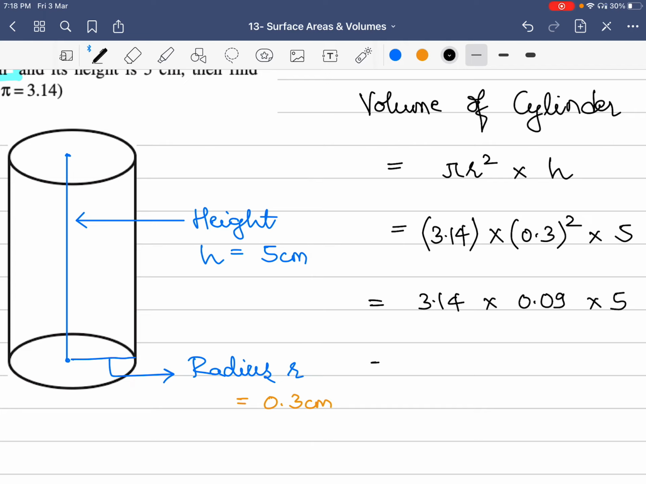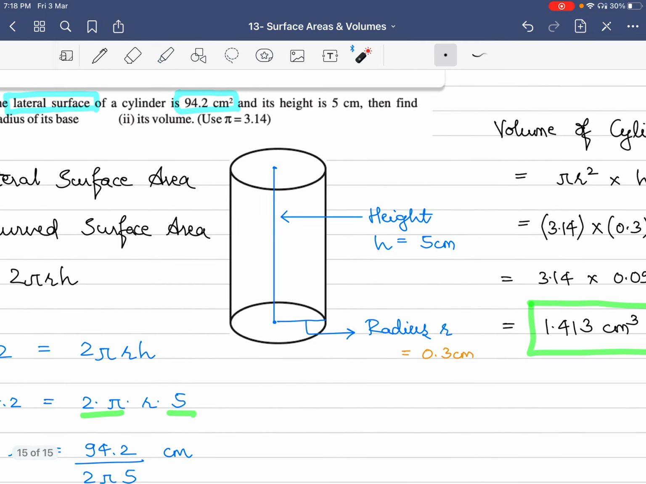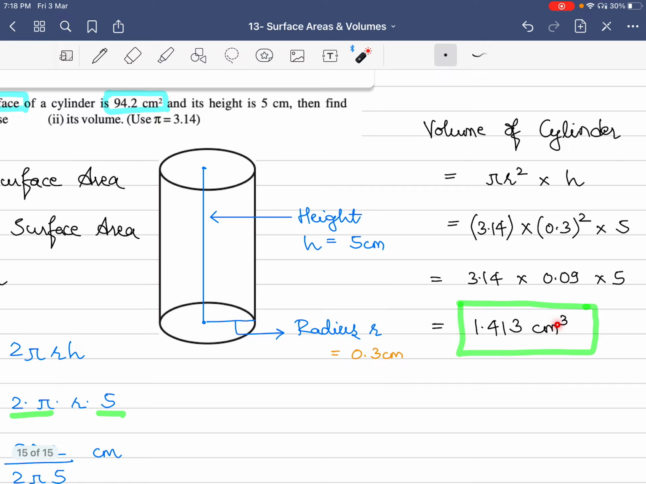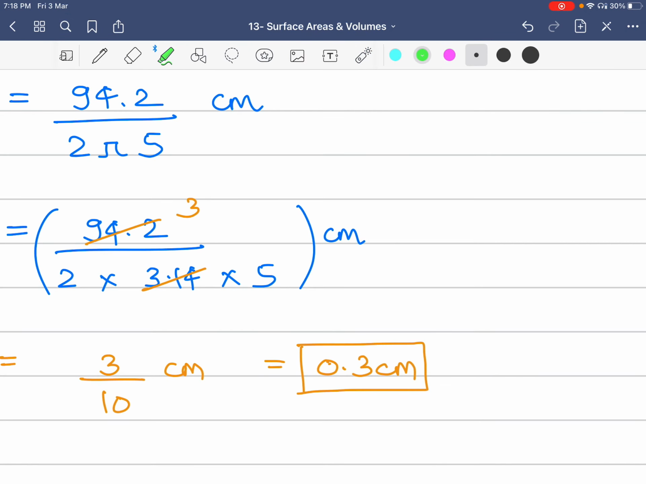And this will be equal to, let's use a calculator to find the value. So this is equal to 1.413, unit is very important, centimeter cube. So this becomes the, in fact let's use a highlighter to box it. So this becomes the volume of the cylinder which was asked of us. So we have to calculate the volume of the cylinder. This becomes the volume of the cylinder, and the radius is this thing. Again, let's use a highlighter. 0.3 is the radius of its base.